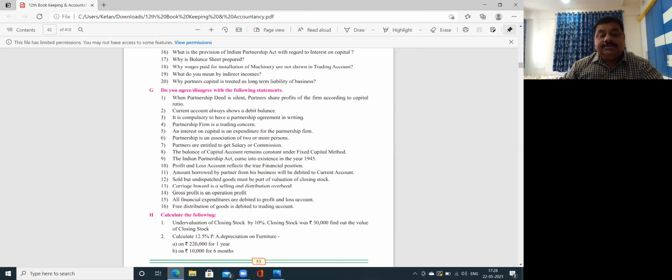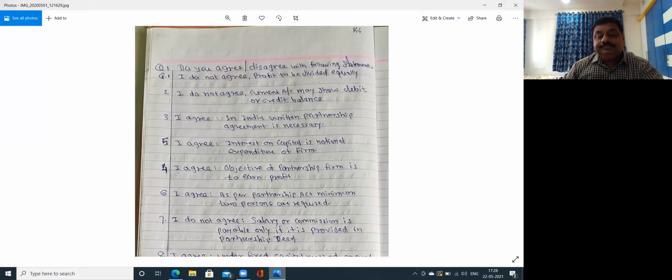Now number 6. Partnership is an association of 2 or more persons. I agree. As per partnership act. हे बघ, तुला हे जर रिझन हवा असेल ना वेदांत, तर इथं दिलंय बरं का, तर ते लिहू शकतो तू. As per partnership act, minimum 2 persons are required, of course.